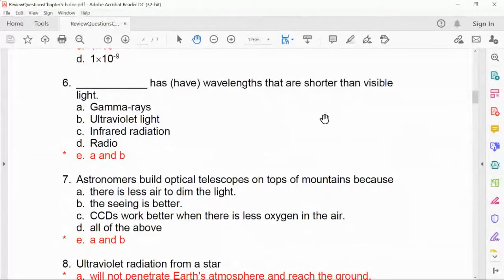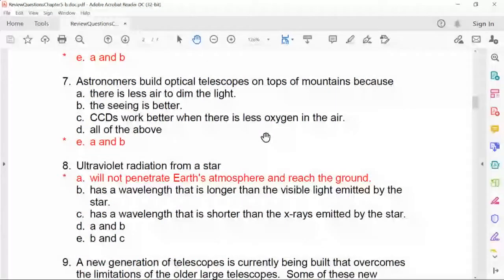Which of these have wavelengths that are shorter than visible light? Gamma rays are shorter, ultraviolet are shorter, infrared and radio are bigger. So actually the answer here is A and B.